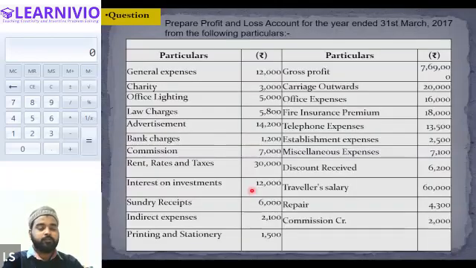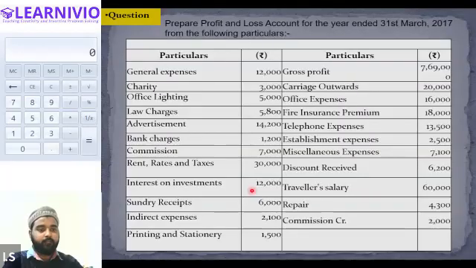So first of all, in this question, gross profit is given. Look at the right hand side of the question. The first item on the right side is gross profit 7,69,000. Because it is a gross profit, we will be recording it on which side of the account? Credit side, correct. On the credit side, we will record by gross profit 7,69,000.